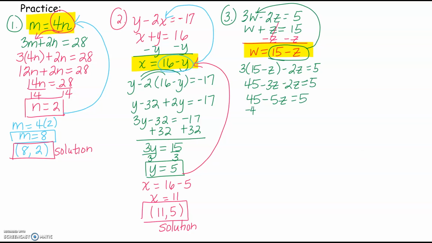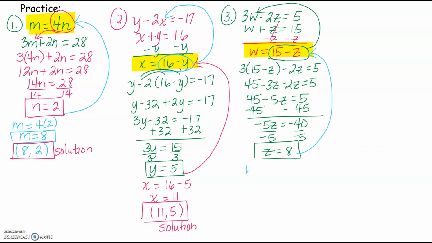I'm going to then subtract 45 to get z by itself, and I'm going to get negative 5z equals negative 40. Divide by negative 5, and z equals 8. That's great. Now I'm going to take what z equals and I'm going to put it back in for w. W equals 15 minus 8, or w equals 7. I write my solution alphabetically. W comes before z, so 7, 8 is my solution.